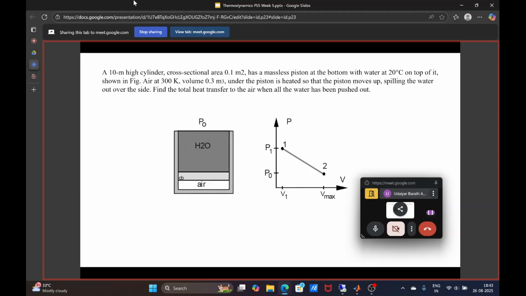So what is done is, the air is getting heated, and because the air is getting heated, it gets more internal energy, and it will try to push the piston up. So the piston will start moving, and in that process the water above it starts spilling over the sides. So we need to find out what the total heat transfer to the air will be when all the water has been pushed out.